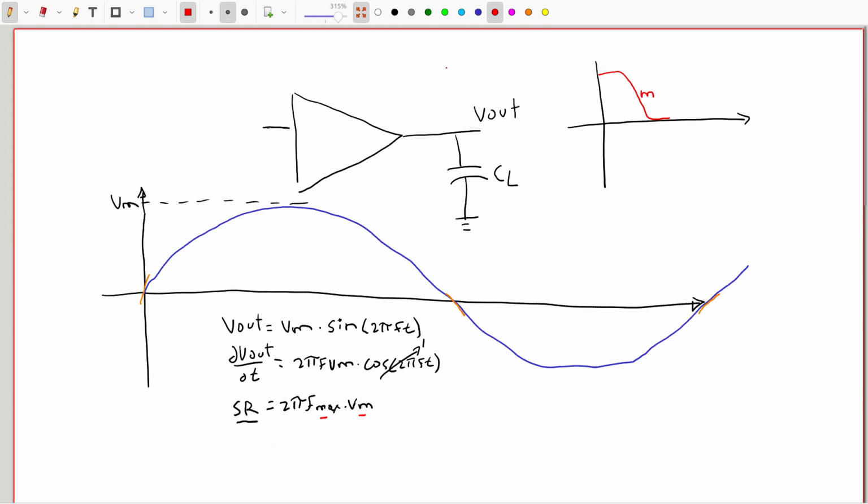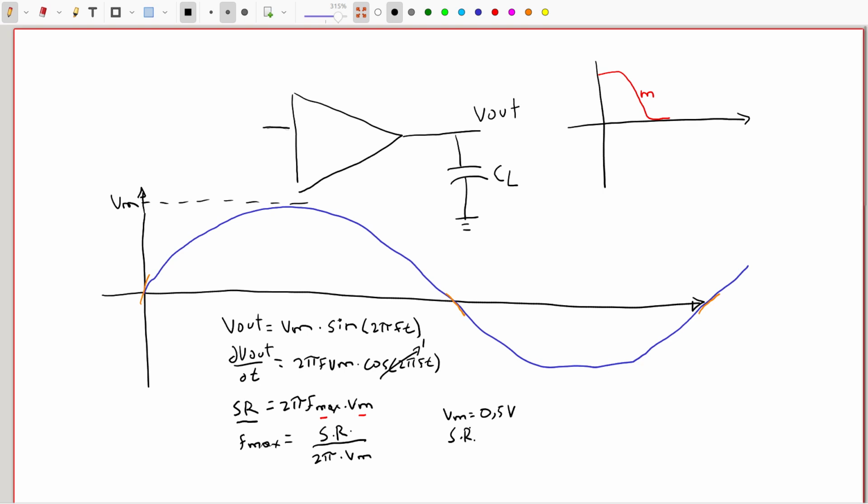So let's calculate for our example here the maximum frequency that I can tolerate. That will be equal to the slew rate of my amplifier divided by 2π and Vm here. In my particular case, I have that the Vm is 0.5 volts, 500 millivolts that I am entering into this amplifier, and then we have that the slew rate.